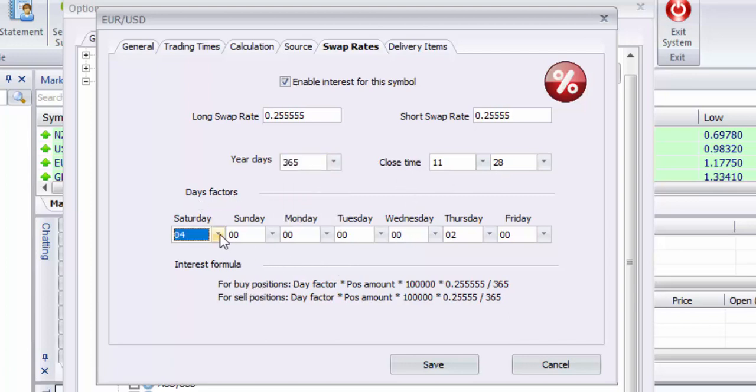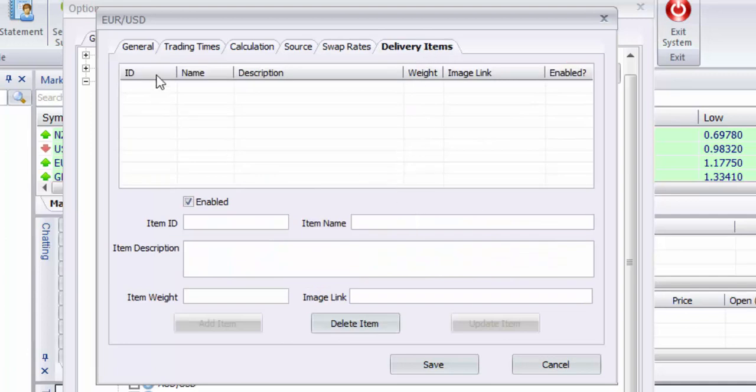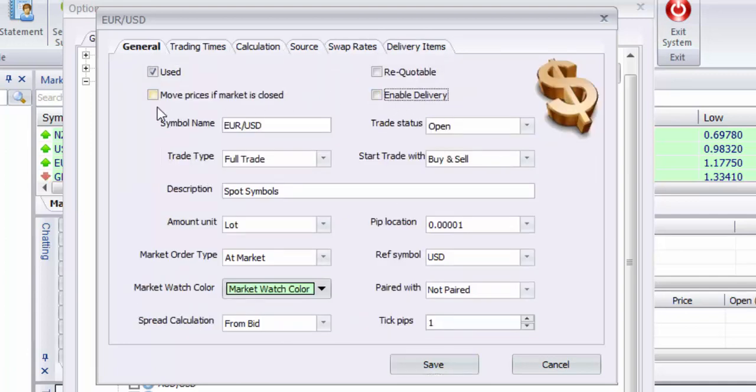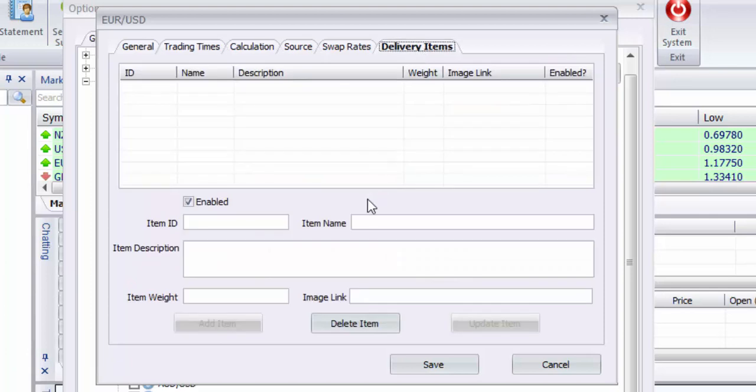The day factor is multiplied by the amount, the position amount, by the contract size, and by the long swap rates and the short swap rates. Likewise, the profit formula, any changes that happen on the swap rates, you'll see them in the interest formula down here. The delivery item, if you have enabled the delivery, this is a part of the sequence of enabling the delivery and adding items to be delivered and begin a physical trading cycle.